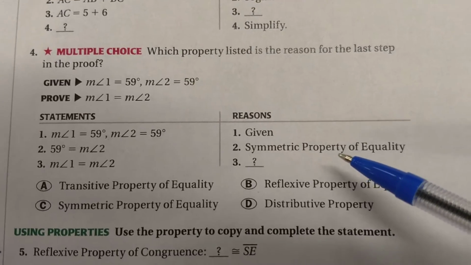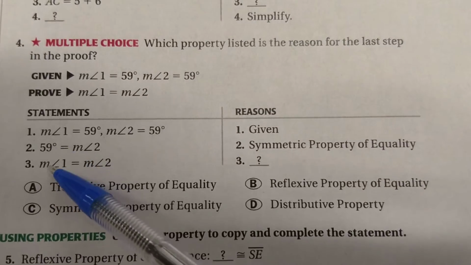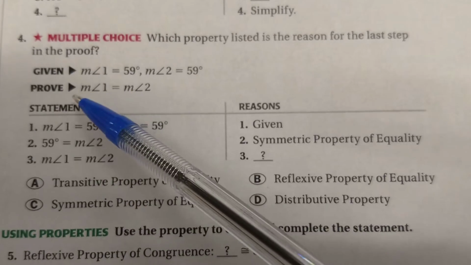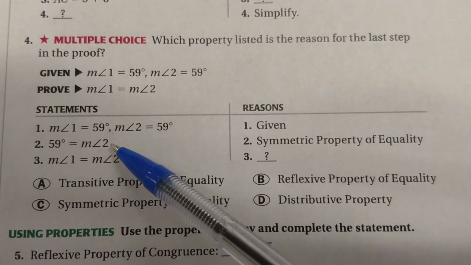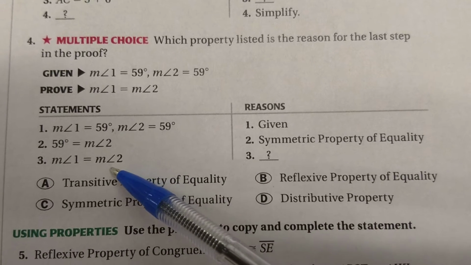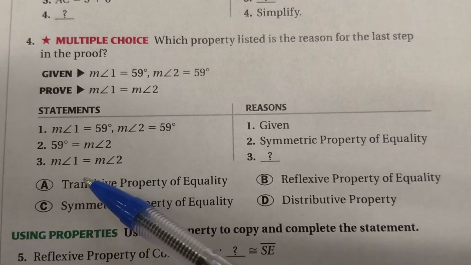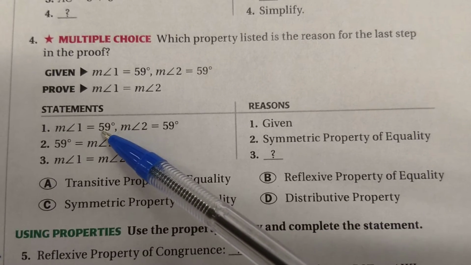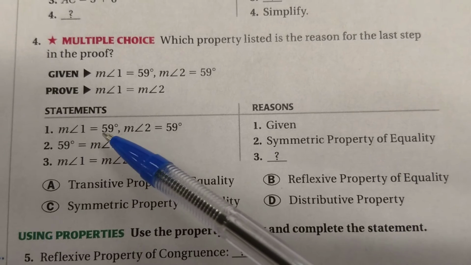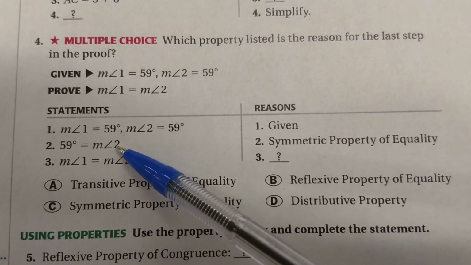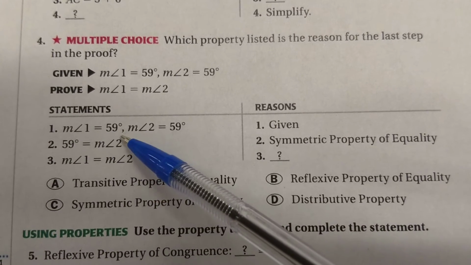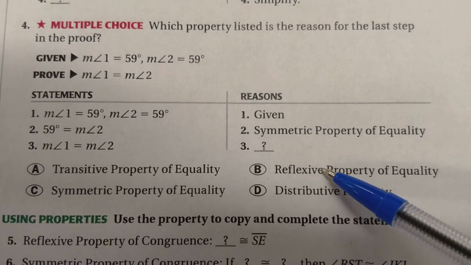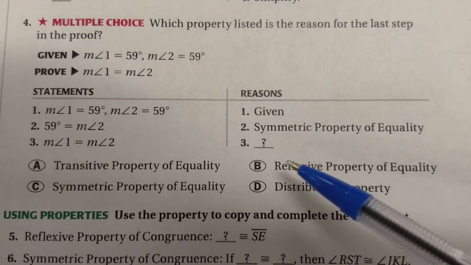Then the last part of this proof says that we should be able to say that angle 1 and angle 2 are now equal, and that is our proof statement. How can we jump from here to here? Well, we've said two things. We've said that the measure of angle 1 is 59 degrees, and that 59 degrees is the measure of angle 2. So now we can say 1 and 2 are equal to one another. They give you a couple of choices. What property really tells us that that's the case?